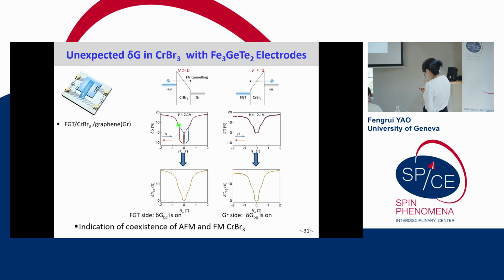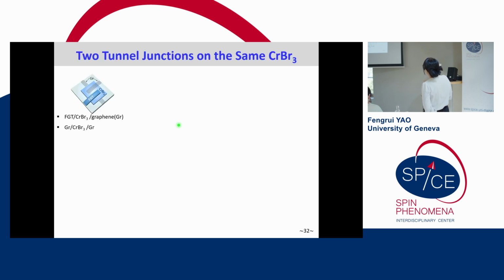To further prove that this coexistence is indeed induced by FGT, we made this kind of device with 1 chromium bromide, but 2 tunneling junctions. 1 tunneling junction is FGT, chromium bromide, graphene. The other is just graphene, chromium bromide, graphene.